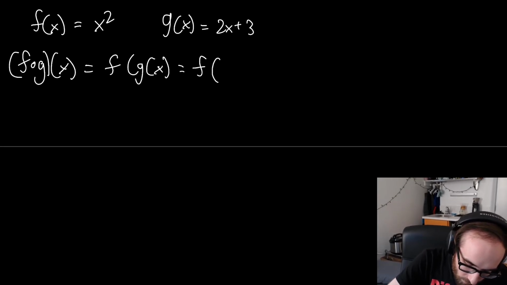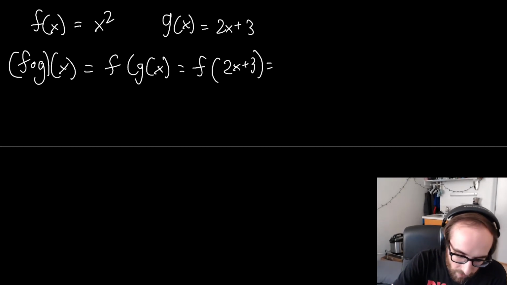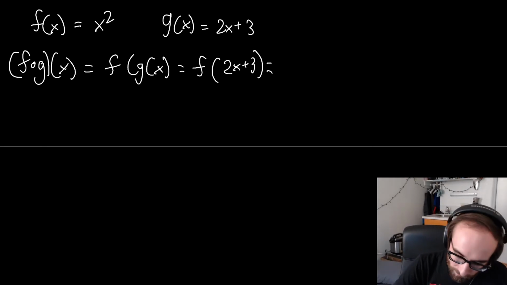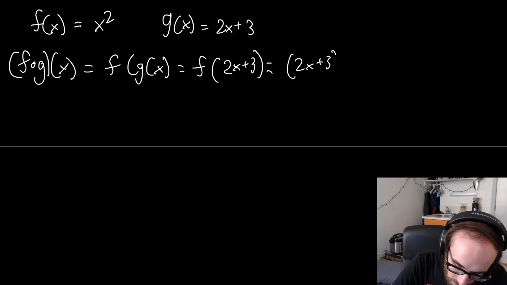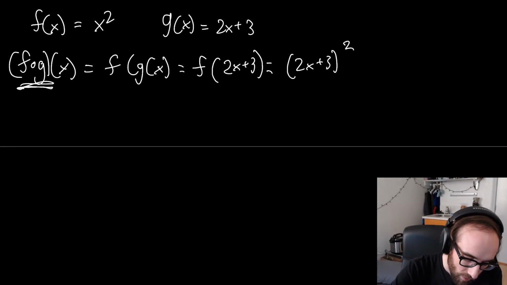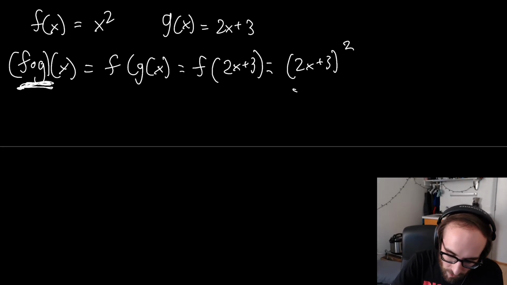So f of g of x is f of 2x plus 3. So what we're doing is we're taking our x in f of x and replacing it with 2x plus 3. So instead of x squared, we have (2x plus 3) squared. And that is our composite function, f composed with g of x, (2x plus 3) squared.